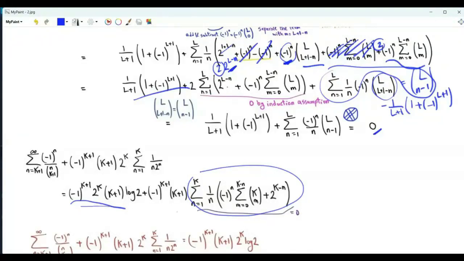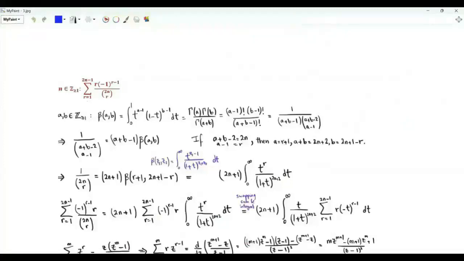The quantity of interest is minus 1 to the k plus 1, 2 to the k log 2. The second sum is r from 1 to 2n minus 1, n is a positive integer, r times minus 1 to the r minus 1 over 2n choose r. Beta of a and b is the integral t from 0 to 1, t to the a minus 1 times 1 minus t to the b minus 1.